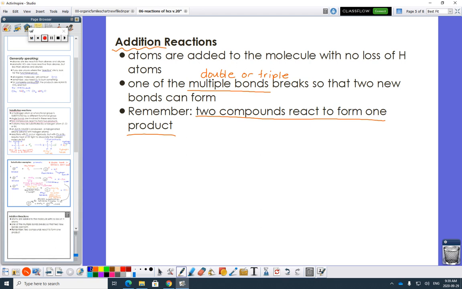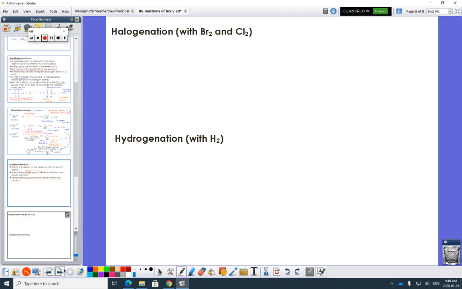If you're a textbook reader, it looks like your textbook. If you were asked to state the type of reaction, you can just put addition. You don't have to say halogenation or hydrogenation, okay? But your textbook does, so I kept it like this. So this is halogenation, which is just addition with a halogen. Hydrogenation, addition with a hydrogen. So they're just being extra specific, okay?